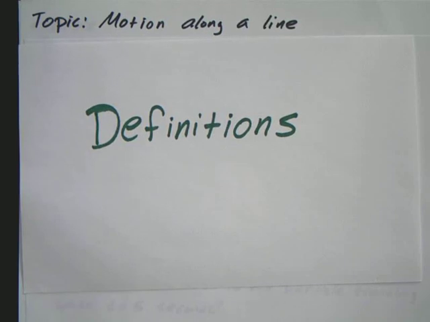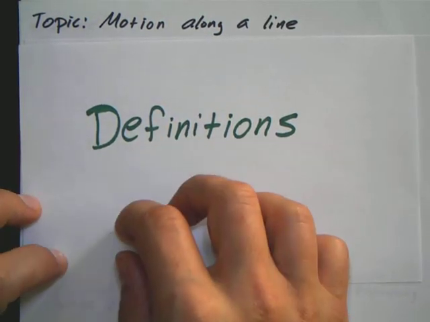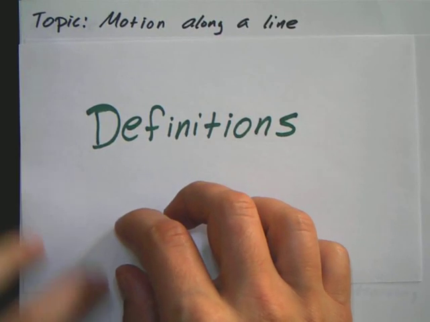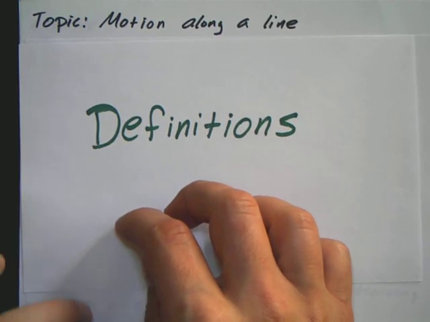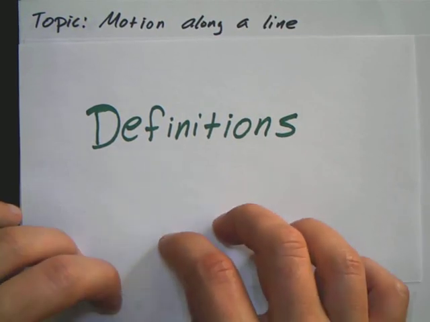This video is on the definitions of motion along the line. Now it's going to be a different video than the majority of the other ones in the sense that I'm not going to solve any of the problems that I put up. What I'm going to do is have you guys copy these definitions and also these examples into your notes.